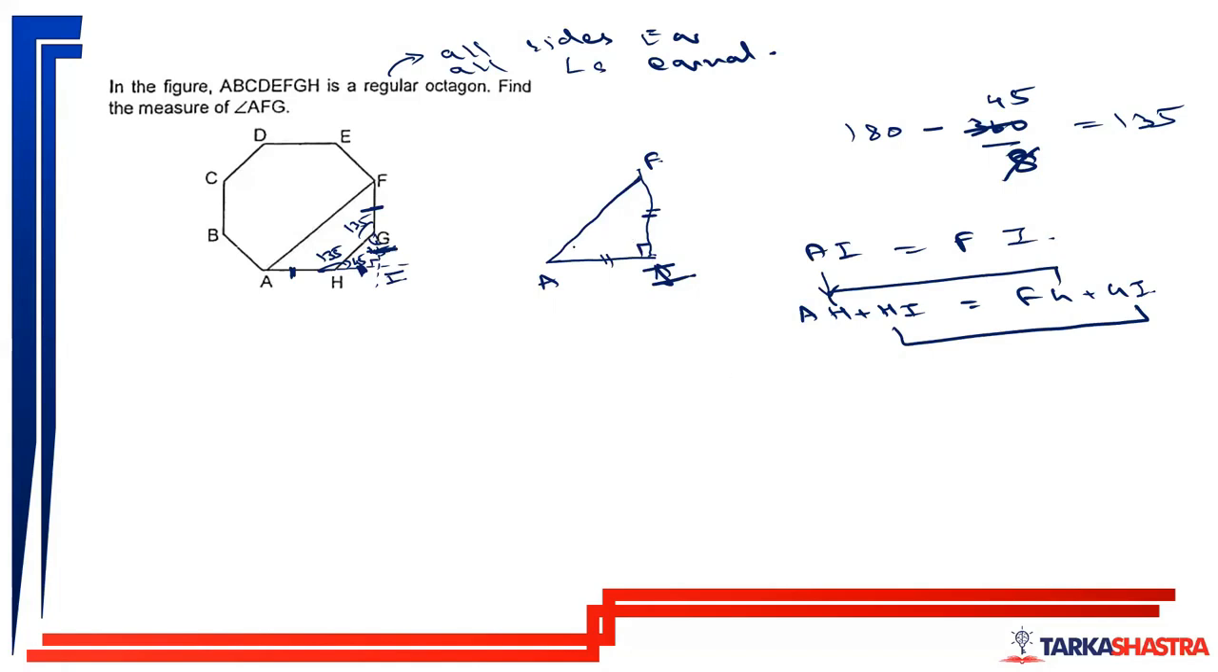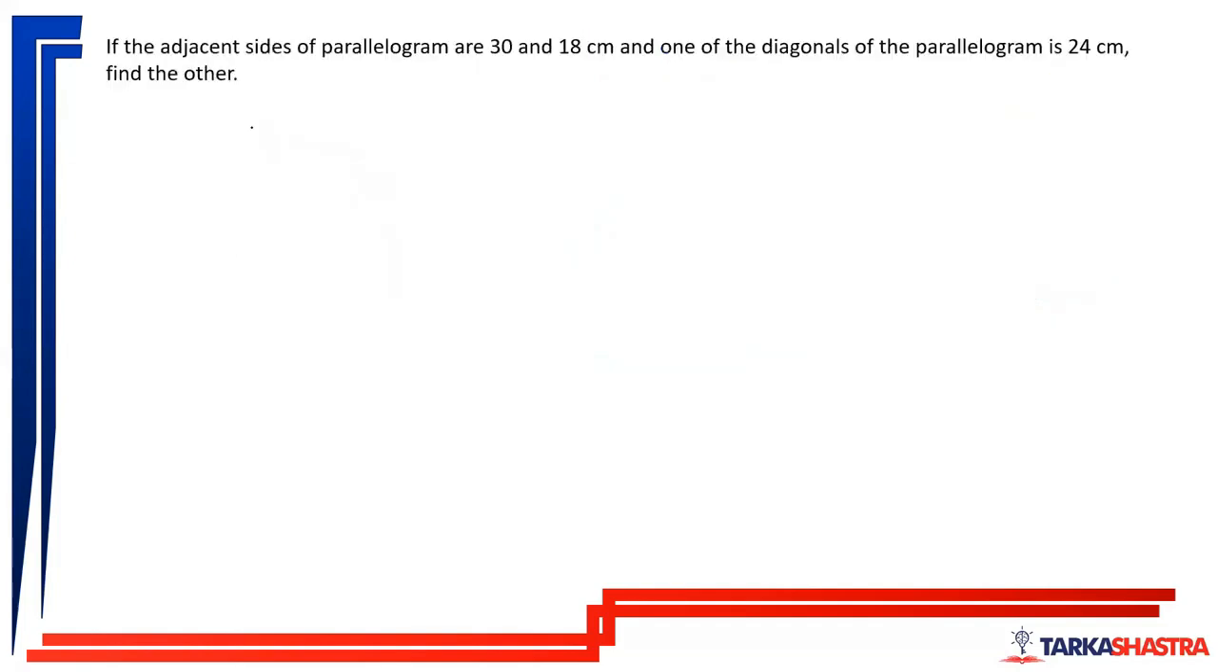That is why this becomes an isosceles triangle. Let us say the angles are x, x. So x plus x plus 90 degrees is equal to 180 degrees, which gives me 2x is equal to 90 degrees, which gives me x is equal to 45 degrees. So this is 45, this is 45, and that is what they are asking. Angle AFG is 45 degrees. Okay, moving forward.